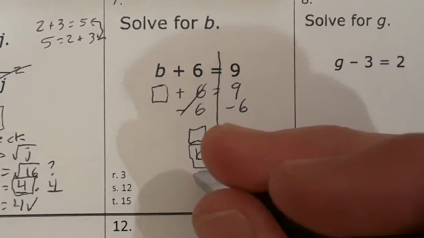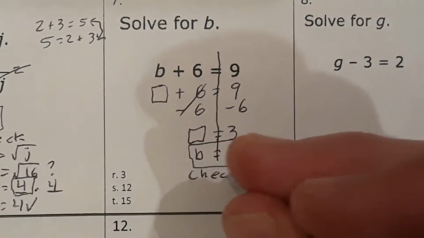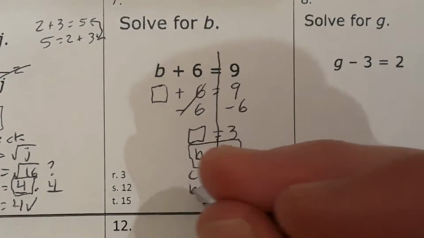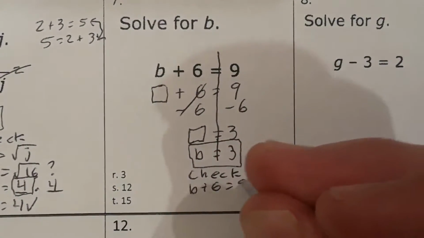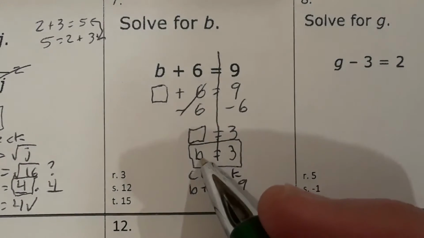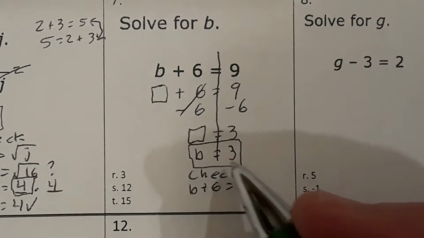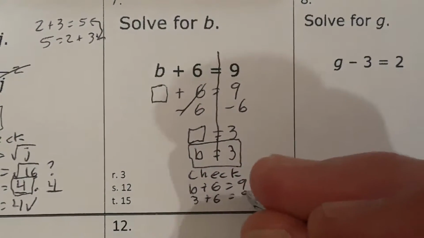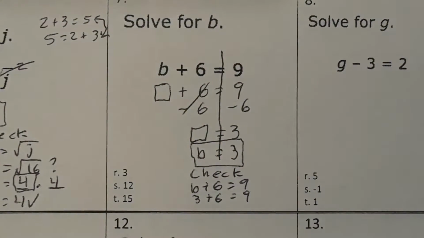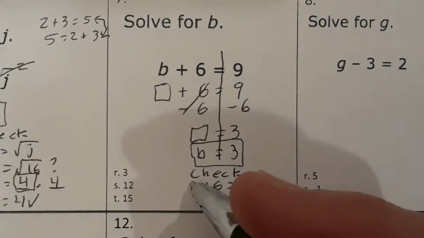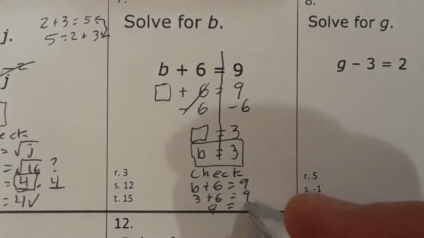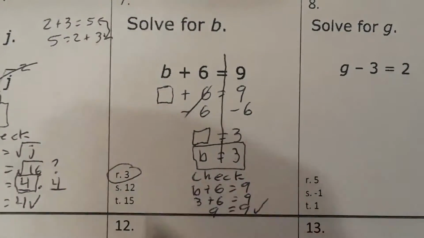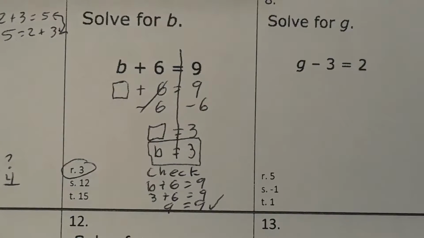B should be 3. Let's check it and see if it works. So our check is going to be B plus 6 supposedly equals 9. But we found the answer for B to be 3. So 3 plus 6 equals 9. Seems to be right, because we plugged in 3 for B. 3 plus 6 is 9 equals 9. So check. B of 3 is the right answer, so we know R is going to be the correct answer for that.